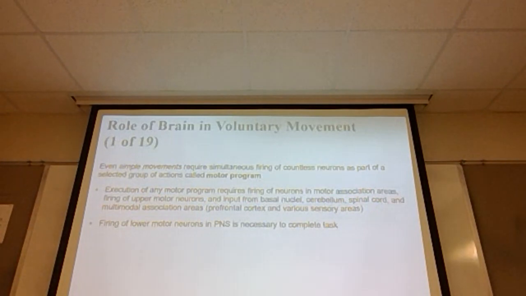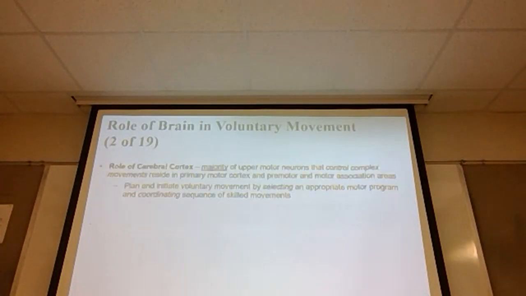Even simple movements require simultaneous firing of countless neurons as part of a selected group of actions called a motor program. Execution of any motor program requires firing of neurons in that motor association area, firing of upper motor neurons, input from basal nuclei, input from the cerebellum, input from the spinal cord, and multimodal association areas, which are all found in the prefrontal cortex. Firing of lower motor neurons in the peripheral nervous system is necessary to complete any task.